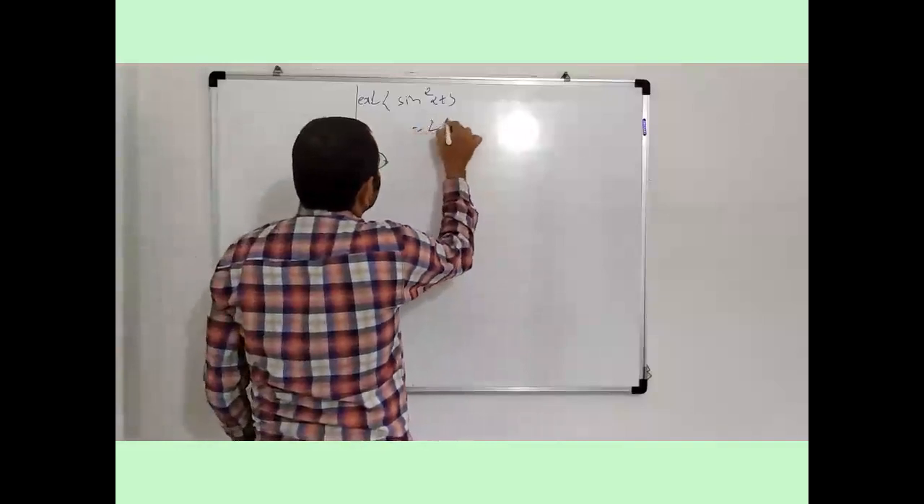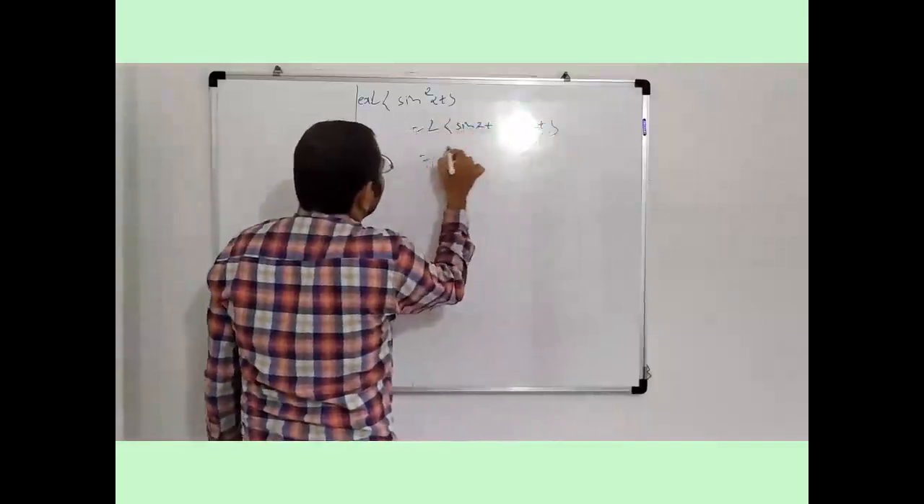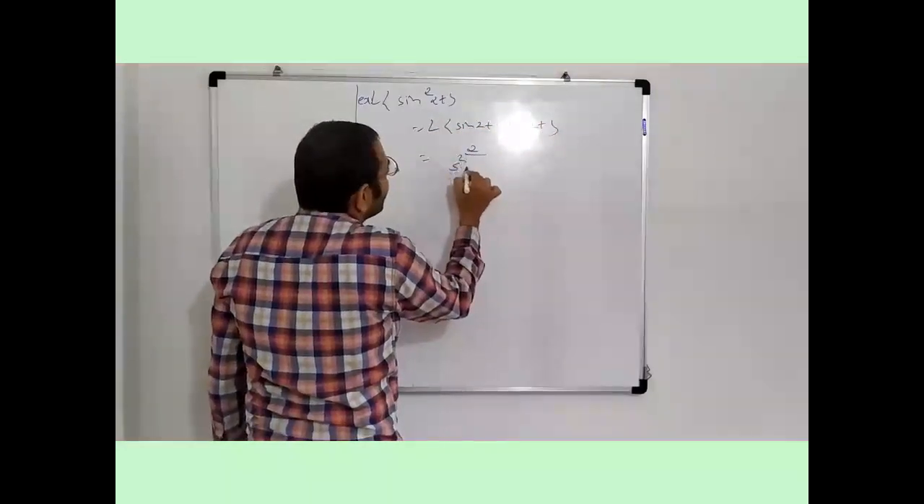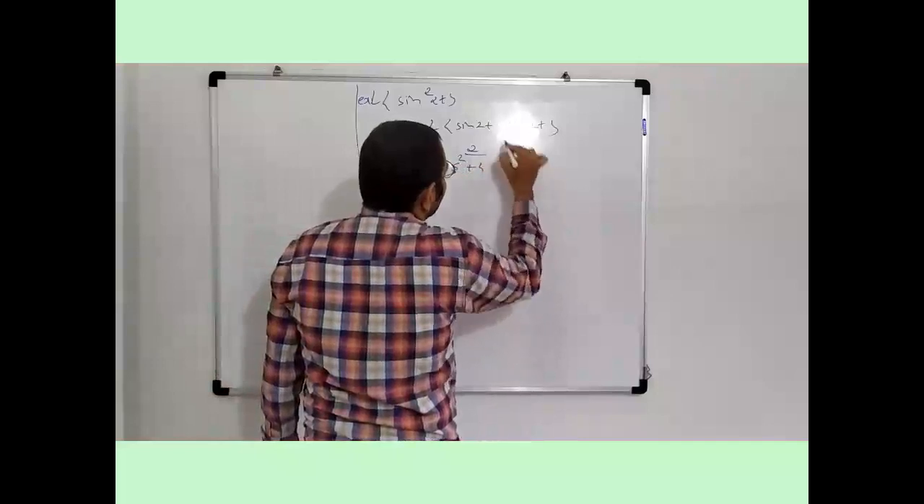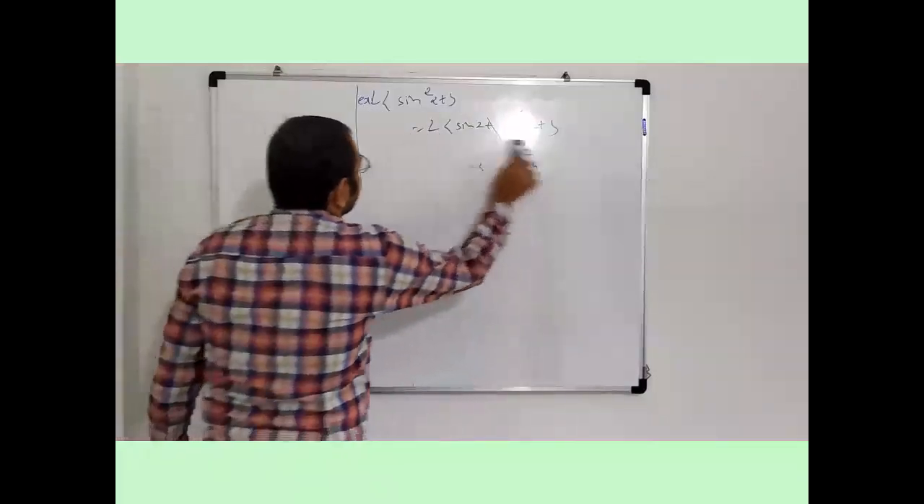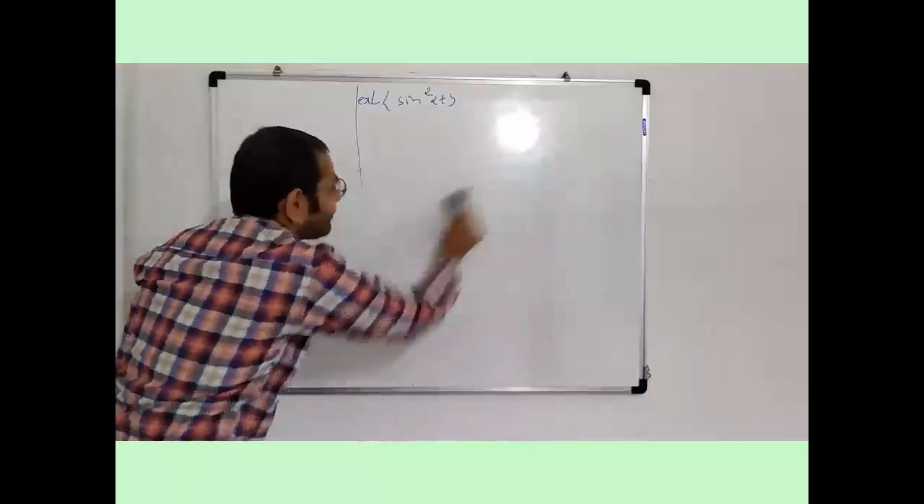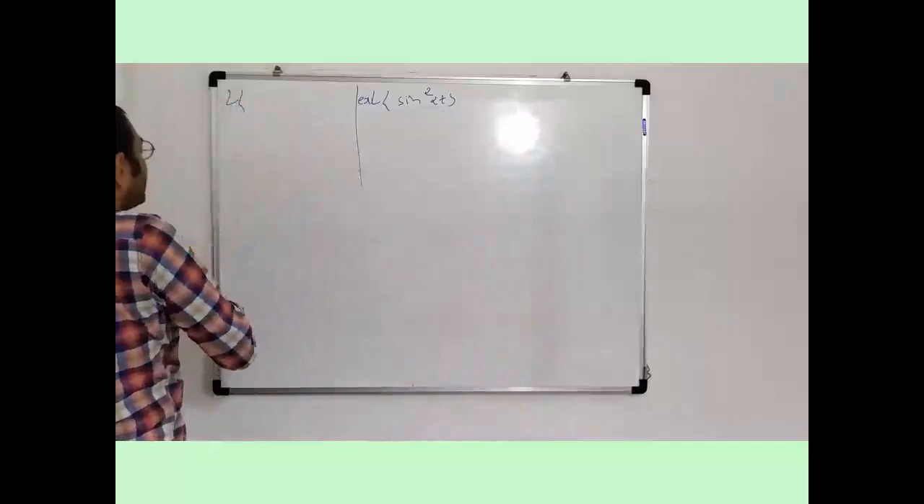Some of the students write sine 2t into sine 2t, then Laplace of sine 2t, that is a upon s square plus a square, into a upon s square plus a square. That is 100% wrong. We cannot write this term. In Laplace transform, if it is in product form, then we need to change it.